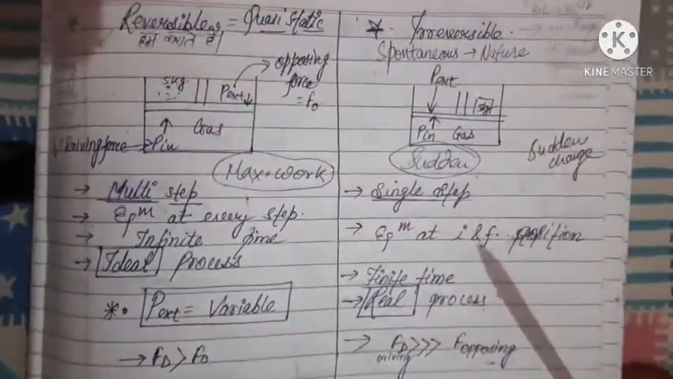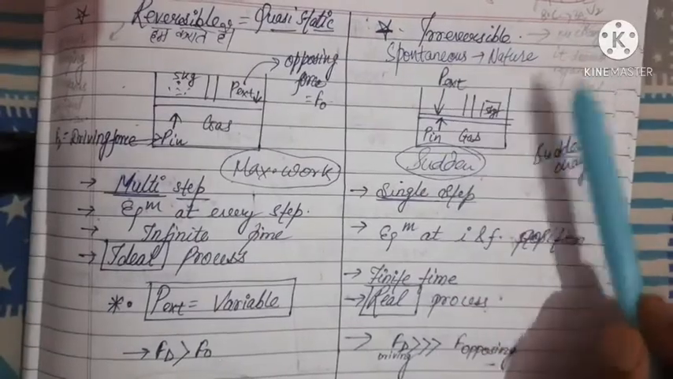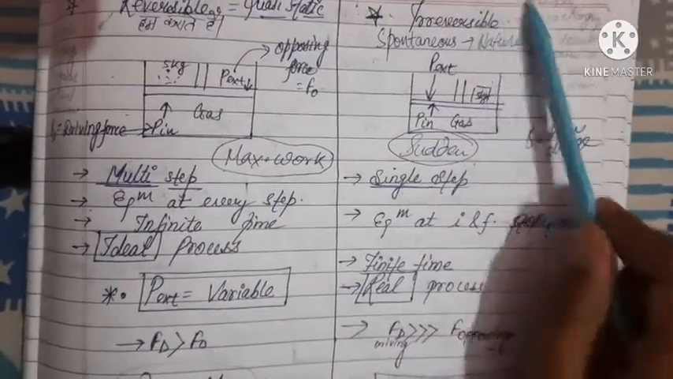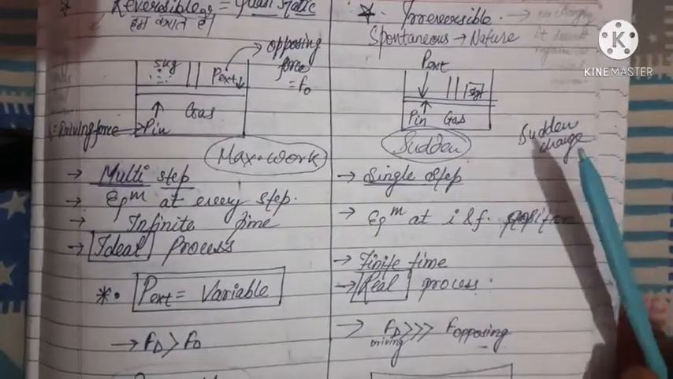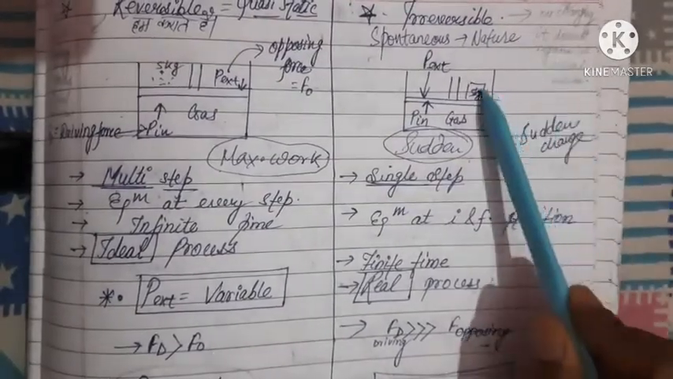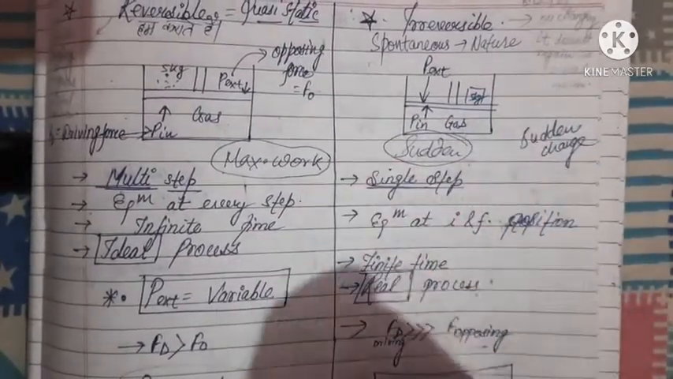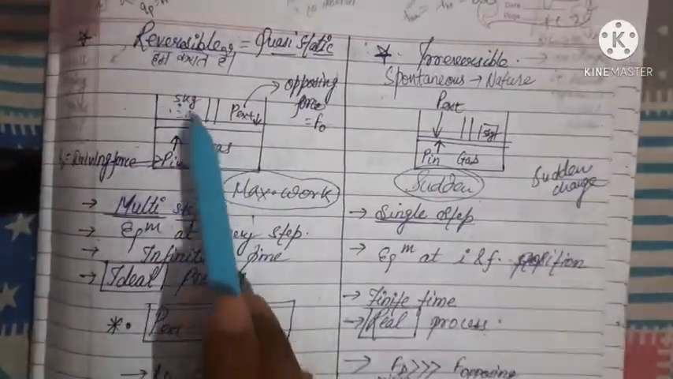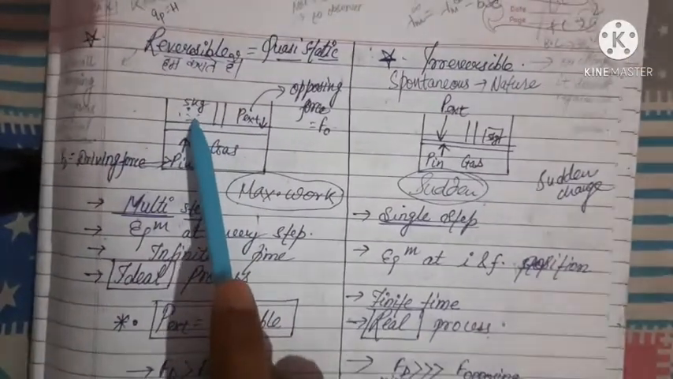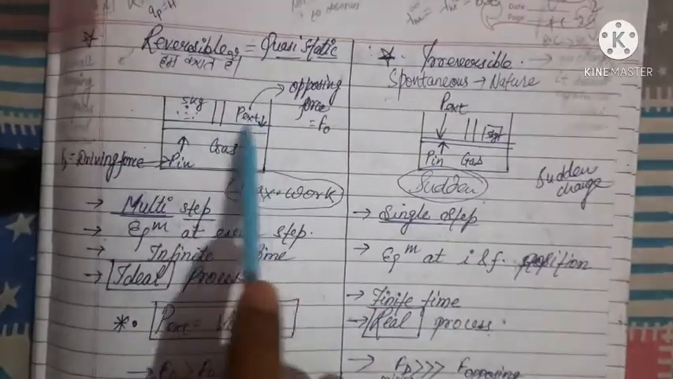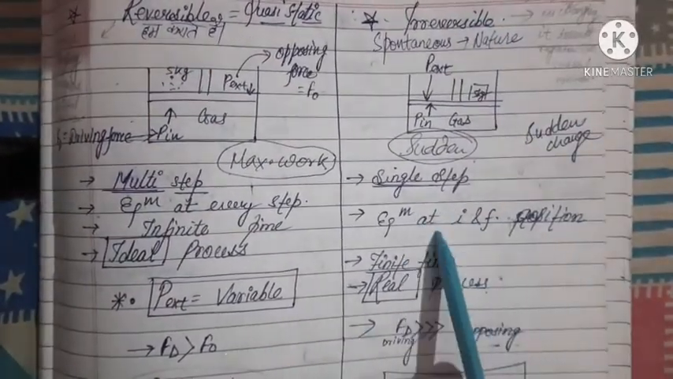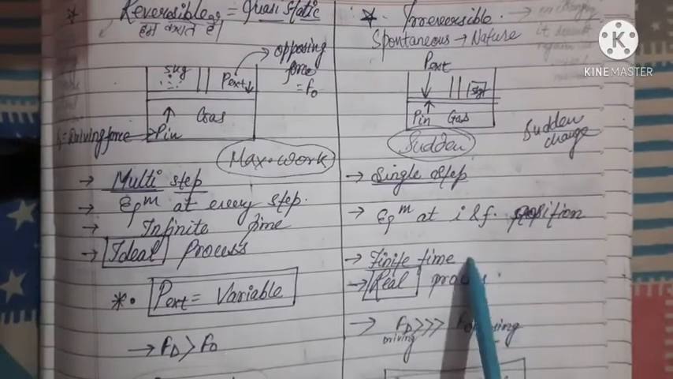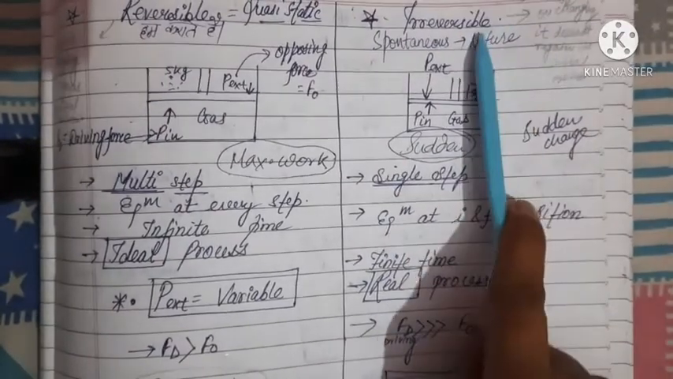Okay. And irreversible is spontaneous, and irreversible processes occur in nature, such as photosynthesis. There is a sudden change, like you put in a 5 kg weight suddenly, where in reversible we were keeping sand granules on this. Now this is single step. Irreversible is a single step process. Equilibrium is at initial and final position. Finite time it takes. Real process is irreversible.